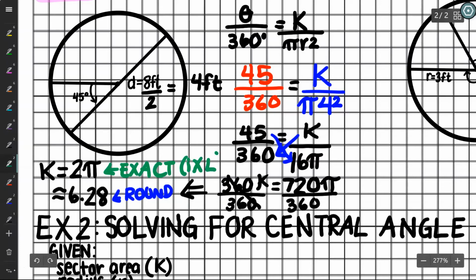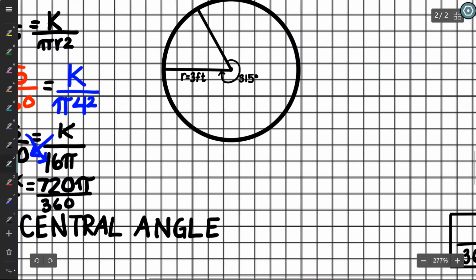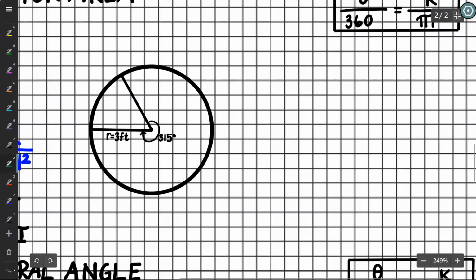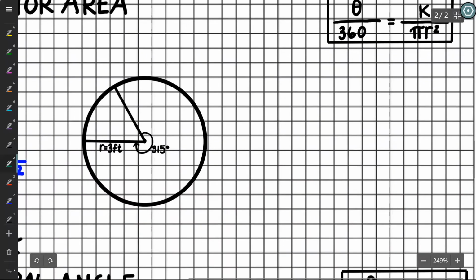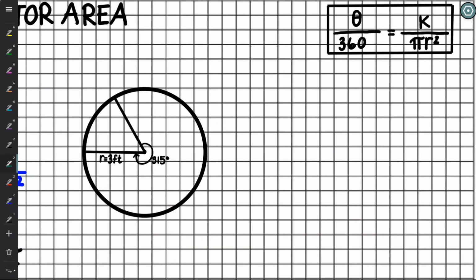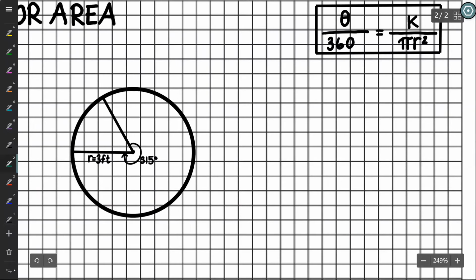Alright, I'm going to do another example. This one, we're solving for the same thing, so we're still solving for k. And we still have our proportion up here that we're going to use. Except now we have a really, really big sector area. Alright, we're going to start this problem the same way.